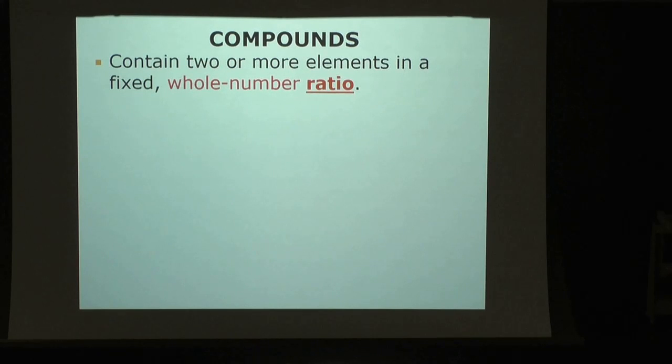H2O is a ratio 2 to 1. Sugar, C6H12O6. Glucose, that's a 6 to 12 to 6. Or if you simplify it, it's a 1 to 2 to 1 ratio. That ratio is the definition of glucose at the atomic molecular level. So those are whole number ratios.